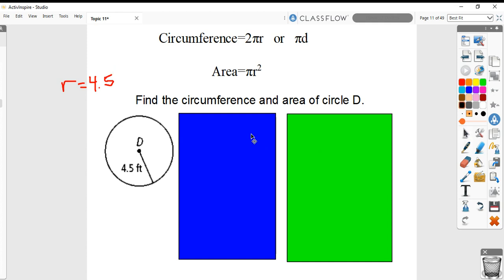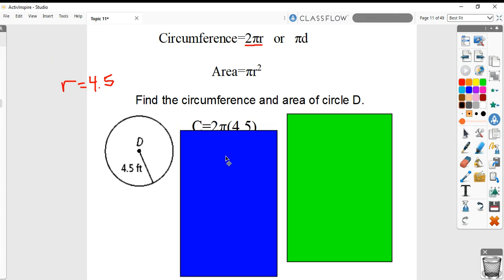Okay, so when we're plugging stuff into these formulas, I'm looking at this formula for circumference right here, 2 times pi times the radius, because we already have the radius right there, right? So we're just going to plug that in. 2 times pi times 4.5. It's the radius.